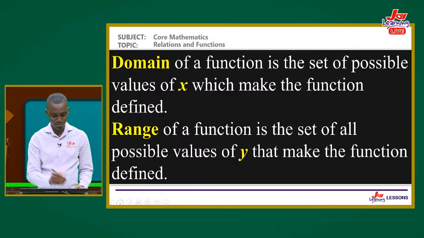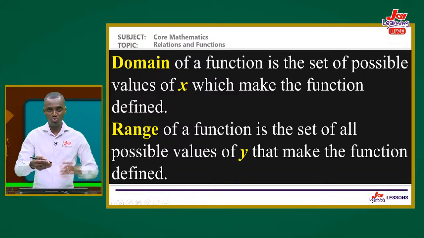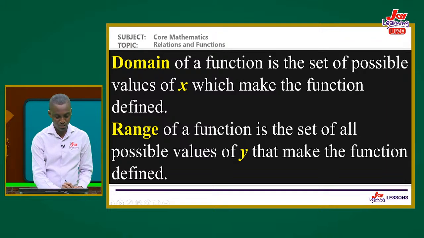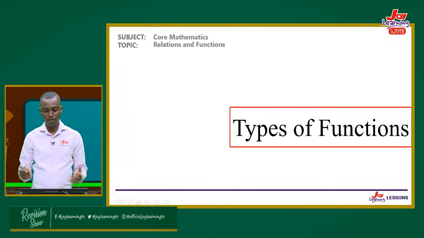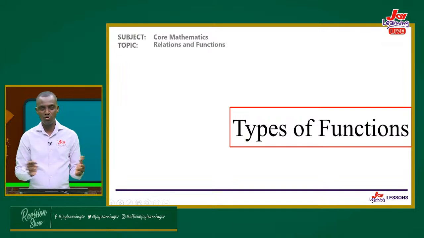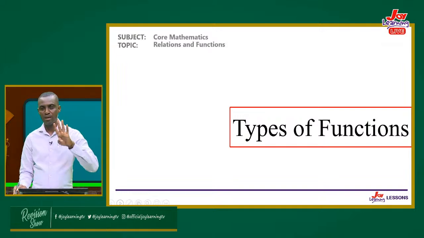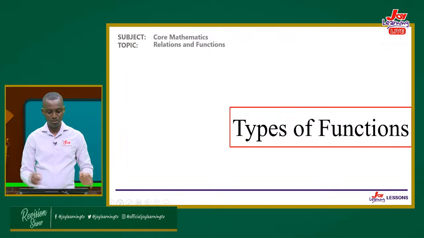That is, or the output. They are the response to the input, so they form the output. Good. So let's look at types of functions as compared to types of relations. We saw 4 types of relations. We are going to look at types of functions.